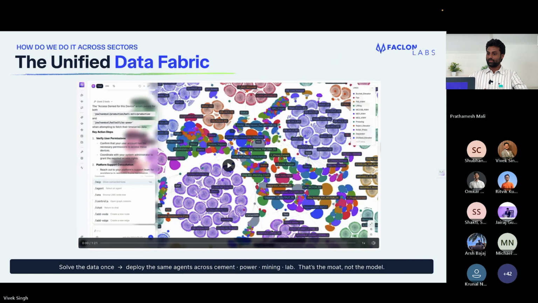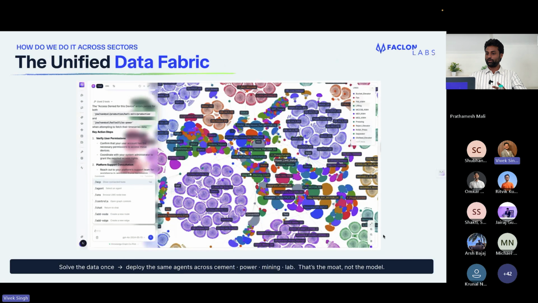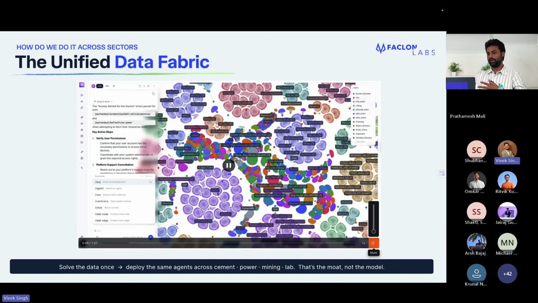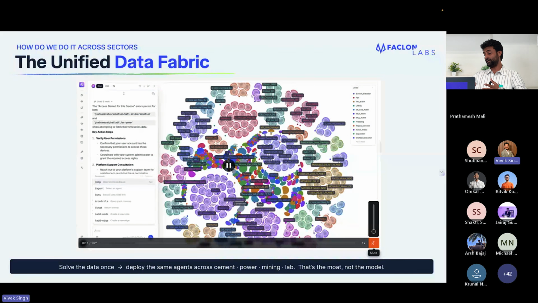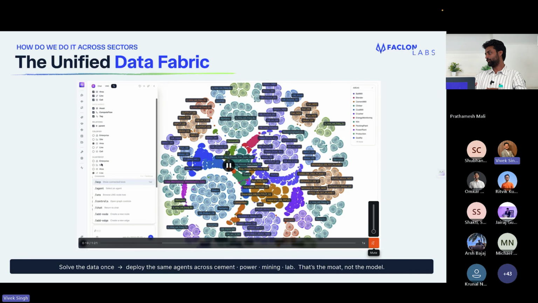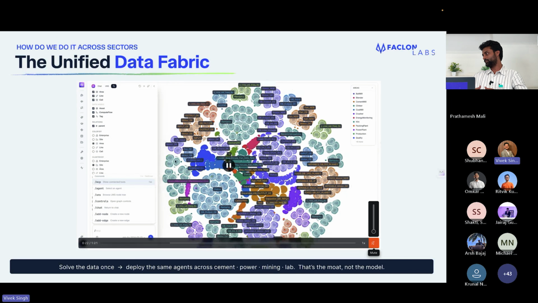Right. So, this is one of Paclon's main products, which helps LLMs understand how the data is organized and what relations exist between this data. We call this unified data fabric. And what it essentially is, is a combination of unified namespace and knowledge graphs.